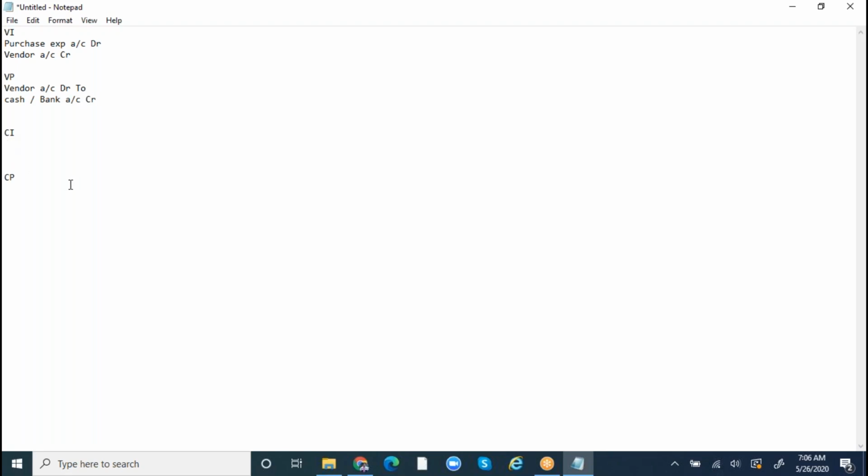If it is a customer invoice, customer account debit to sales revenue account credit. If it is a customer payment, then cash or bank account debit to customer account credit.